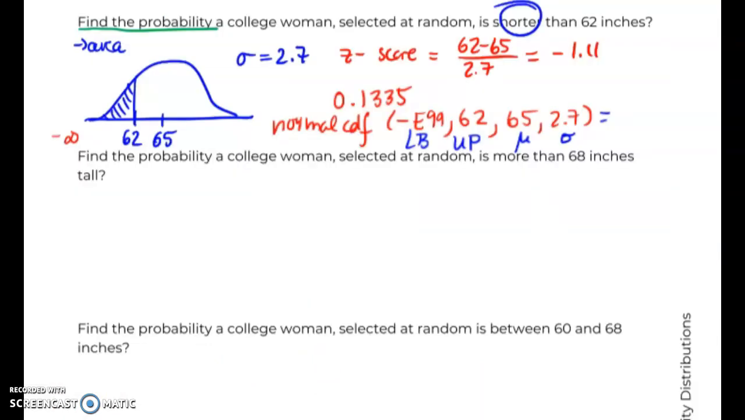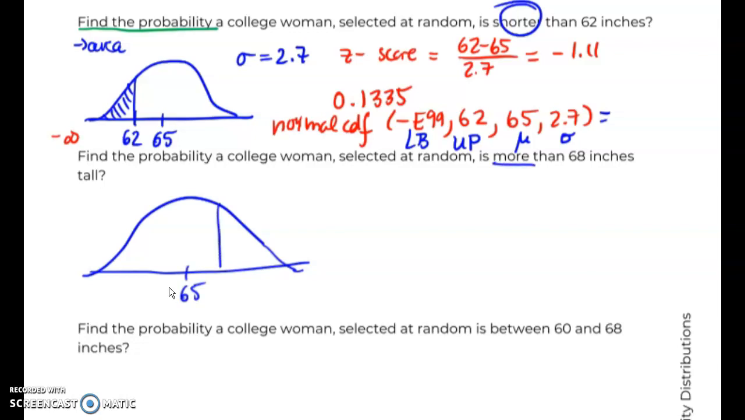For the second question over here, we're going to find the probability that a college woman selected at random is more than 68 inches. So again, we label our middle with 65, which is the mean. We have our standard deviation of 2.7, but this time we're looking at more than 68. So 68 is greater than 65, so we place it on the right side. More means going to the right.